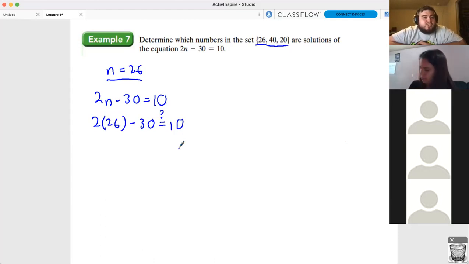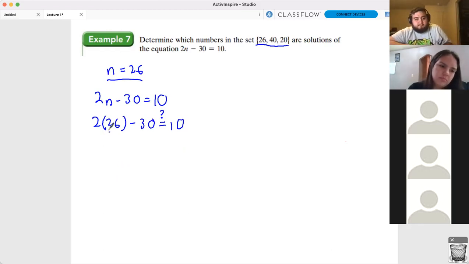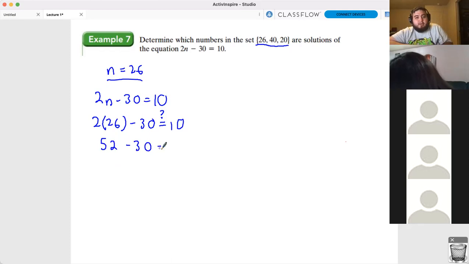We did this because do we know if the left side is equal to the right side? No, we don't. We're finding out right now as we speak. So how do we simplify the left-hand side, guys? Using PEMDAS, right? So what do you do first? 26 times 2, which is 52. Bring down the minus 30 equals 10.